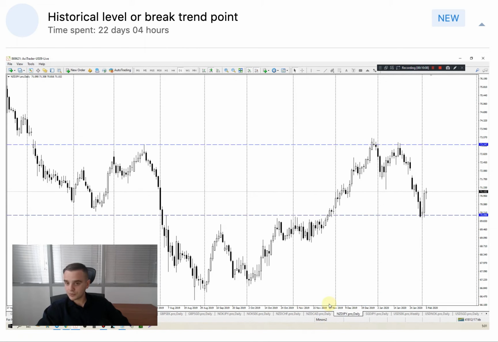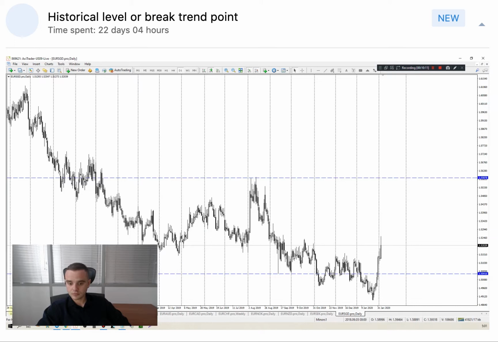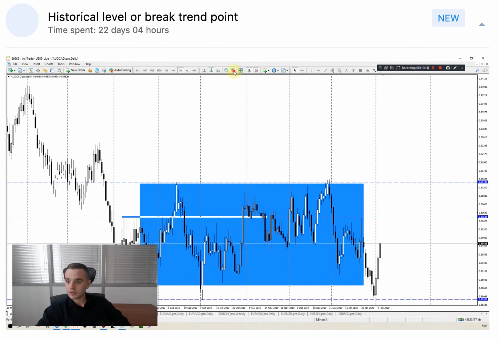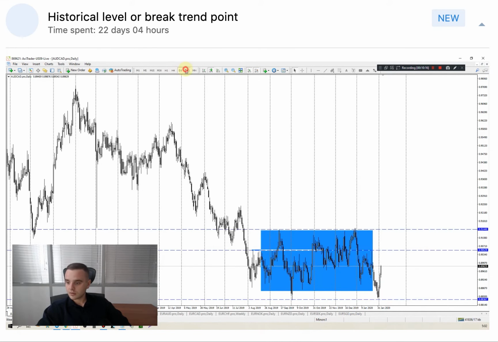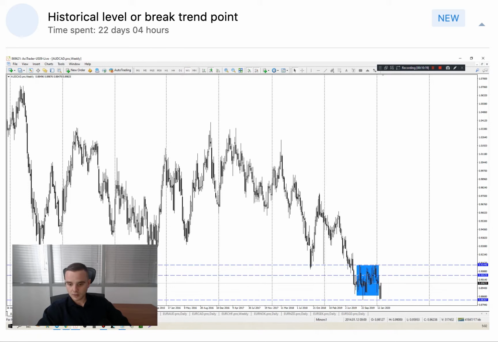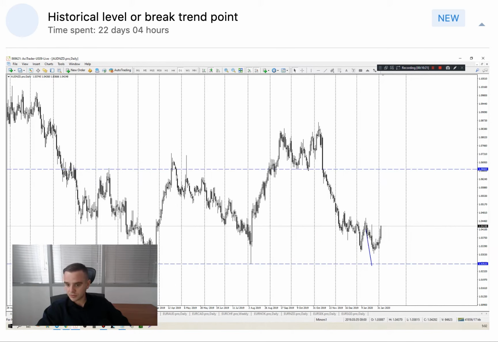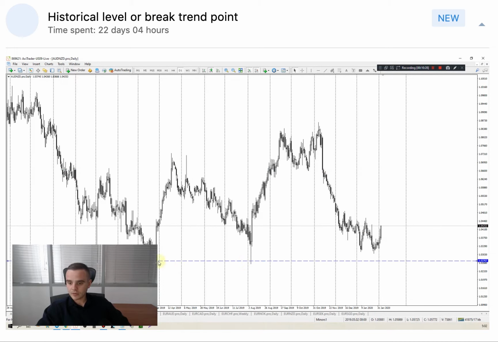Another example for you, Australian Canadian. It's Australian New Zealand. Another example for you. Look at this level, and the first reaction on this level. It's also a place from which price started this uprise. 1, 2, 3, 4, 5 months.